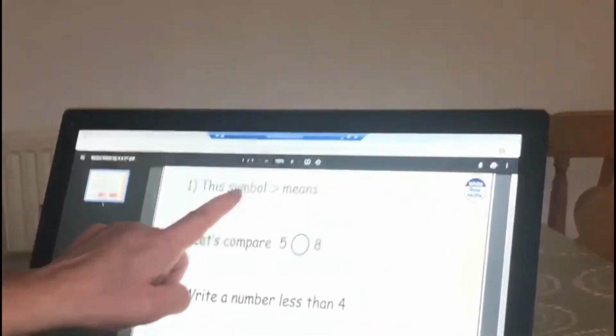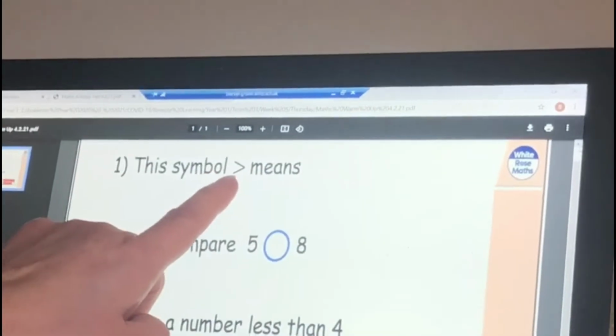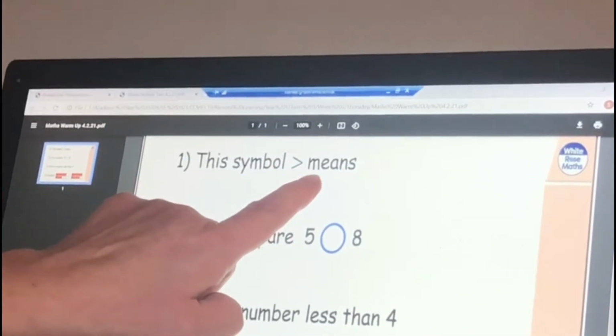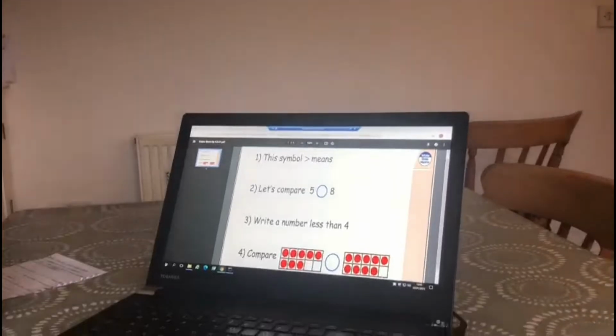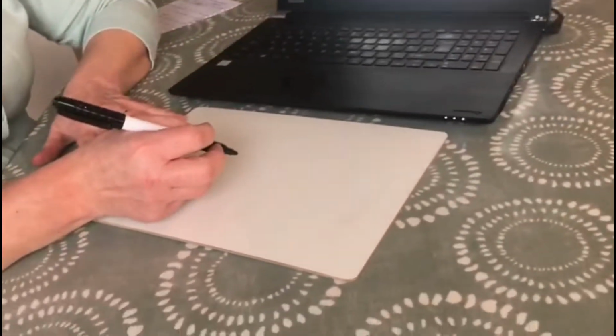We're going to do our warm-up together this morning first of all. You can either open the PDF or you can just jot it down as we go through it. So let's have a look at question 1 this morning, and it says this symbol means. Okay, what does that symbol mean? We have seen it lots of times.